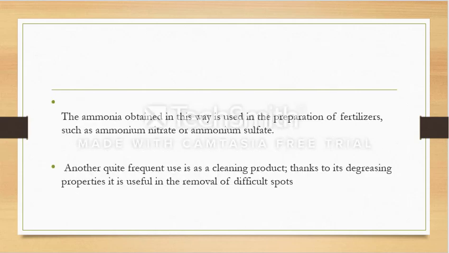The ammonia obtained in this way is used in the preparation of fertilizers such as ammonium nitrate or ammonium sulfate. Another quite frequent use is as a cleaning product. Thanks to its degreasing properties, it is useful in the removal of difficult spots.